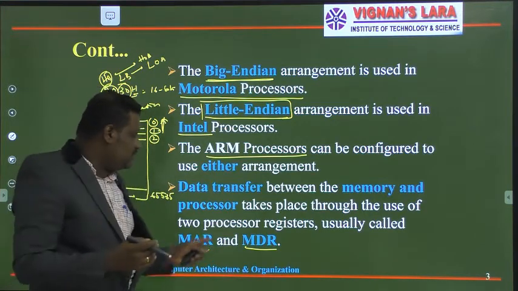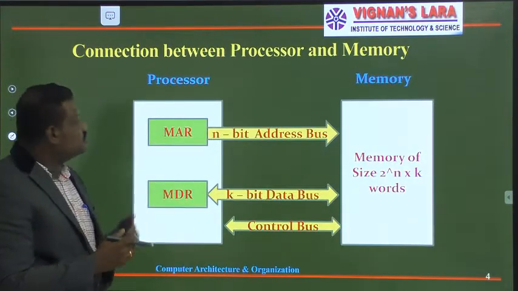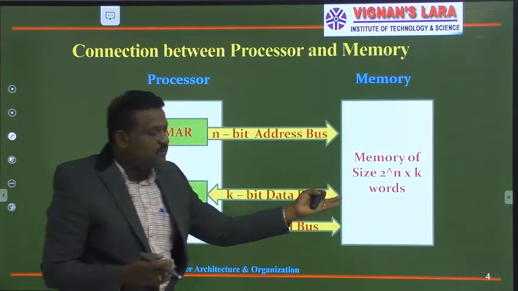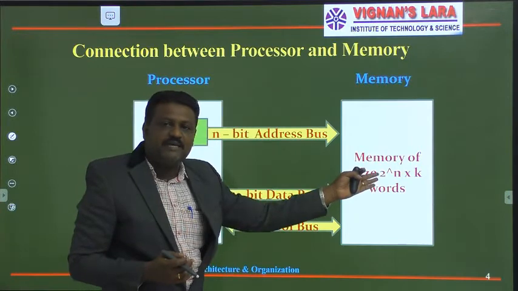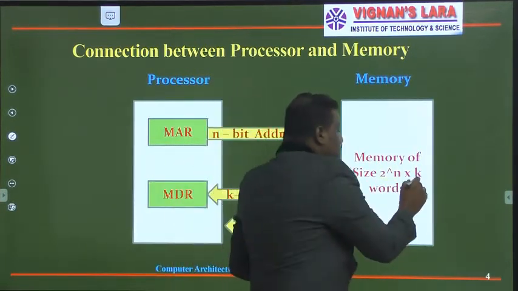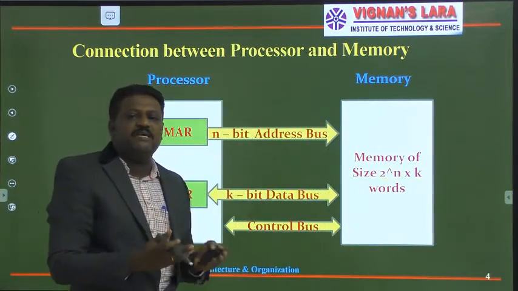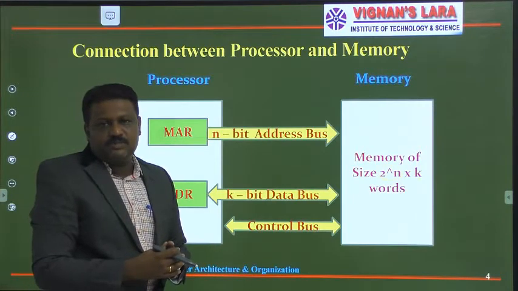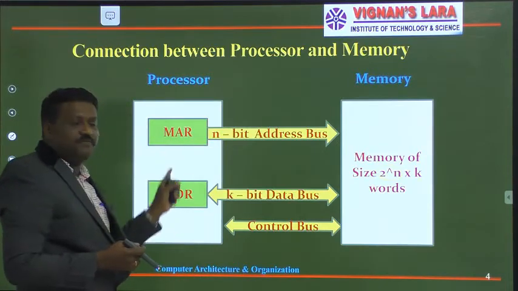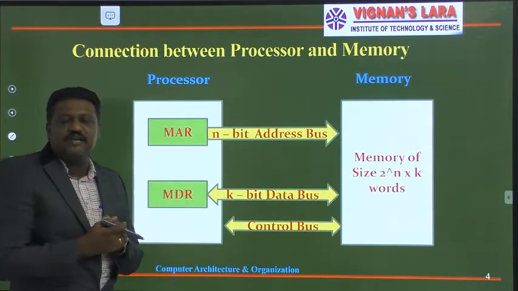Now we can see the functions of these MAR and MDR by taking this diagram. You can assume this is my processor and that is a memory of size 2^n by k. That means here I have 2^n locations and every location can hold k number of bits. So here my memory size is 2^n by k words. When my processor wants to communicate with that memory, it will use these two registers: one is MAR and the second one is MDR.